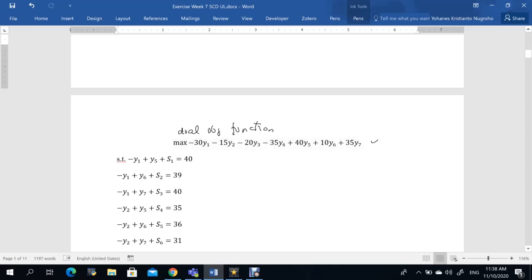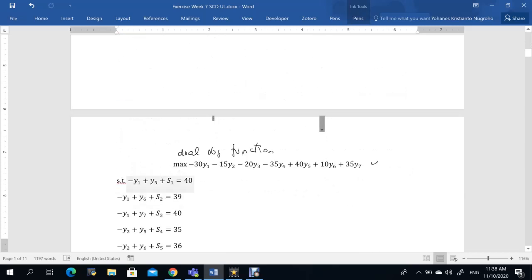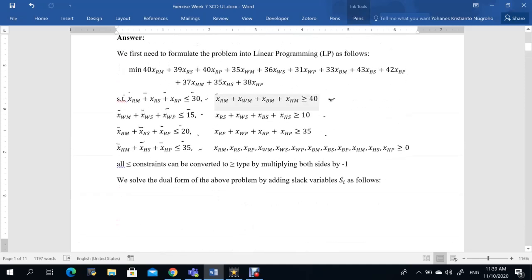And in order to compose constraints for these dual problems, we use the following. First, we have x, because here we have xRM as the first variable, and then we find here again, is there any sRM here? Yeah, sRM here, and therefore here we have minus y1 plus y5 plus s1 equal to 40. It is coming from here.